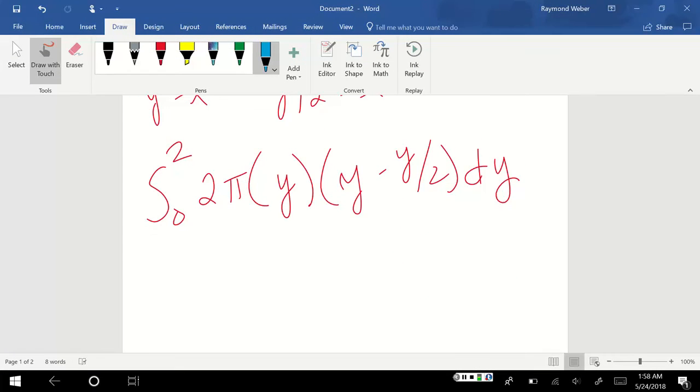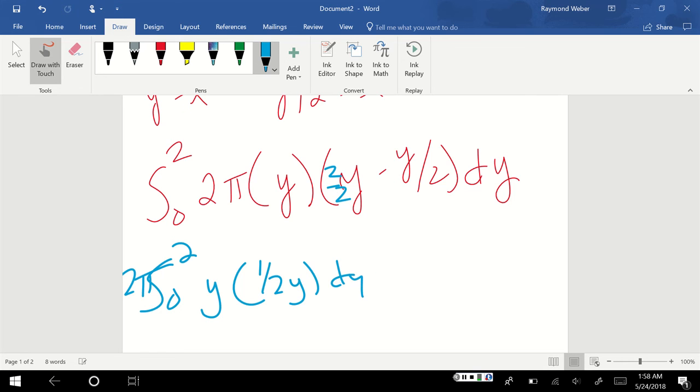Okay, then I'm going to bring the 2 pi out. Leave this here for a minute. This is actually just, let's see here, 2 over 2, right? So this is 1/2 y dy, or 2 pi, 0 to 2, and this is going to be 1/2 y squared dy.